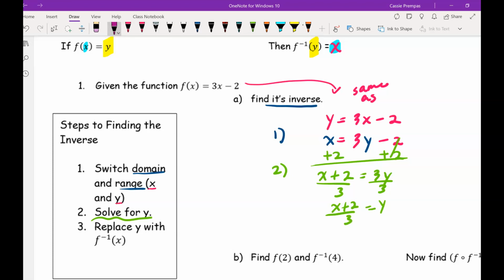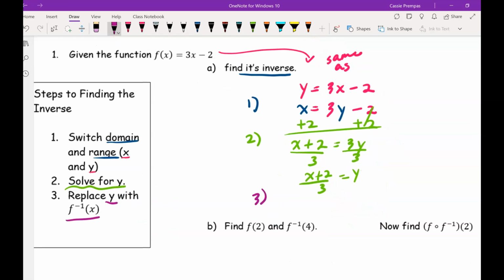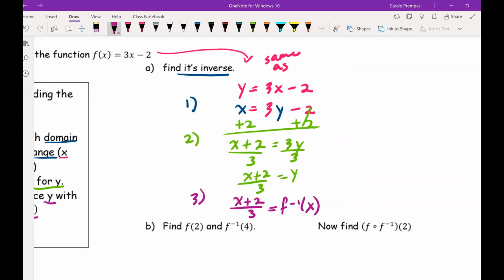Step 3, well now we've found the inverse function. So step 3 is replace y with the correct notation. So I would have x plus 2 divided by 3 is what was found to be the inverse function. Or you could flip that around and say the inverse is equal to x plus 2 divided by 3. Okay, so that's our answer.